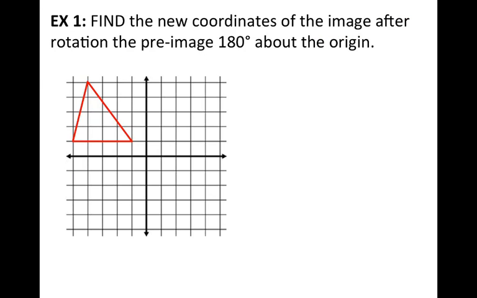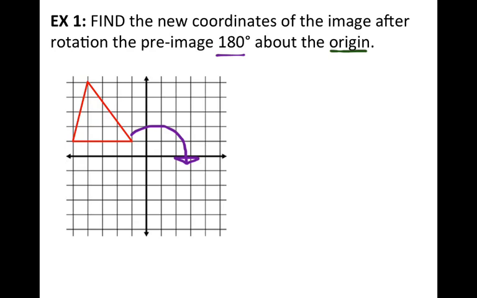Here we have a triangle, and we need to find the new coordinates of the image after we rotate the pre-image 180 degrees about the origin. So some important things here. The first thing is 180 degrees, and that's going to tell us how far, and then where we're rotating around is the origin. That's important as well. So then I take that information, and we need to go through and figure it out.